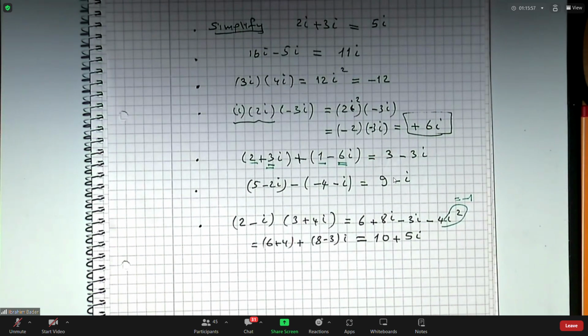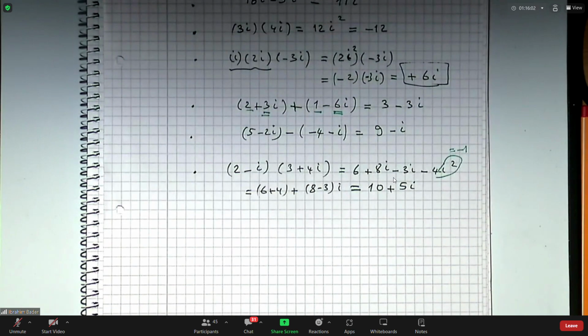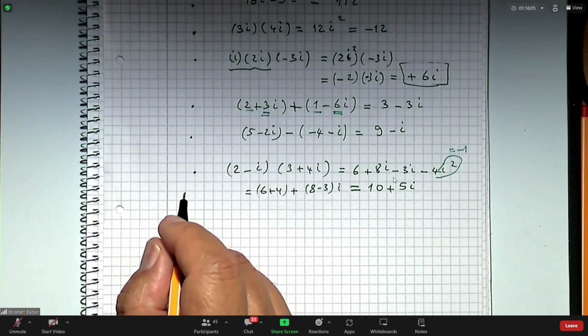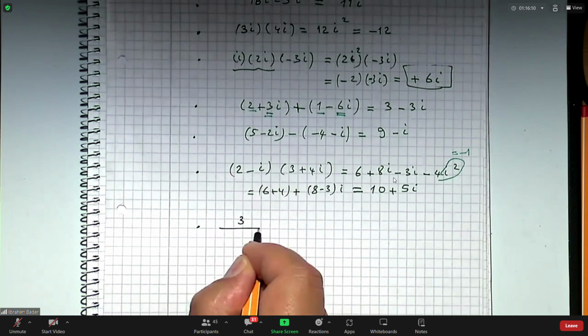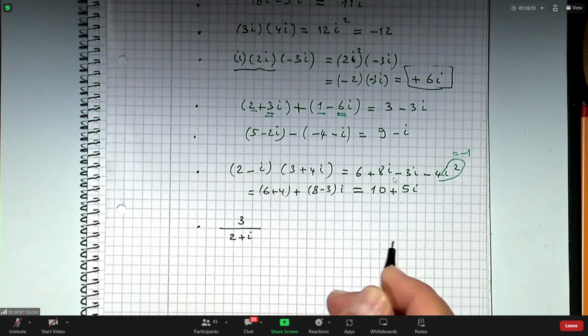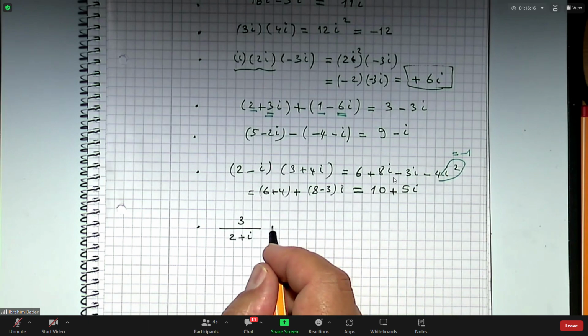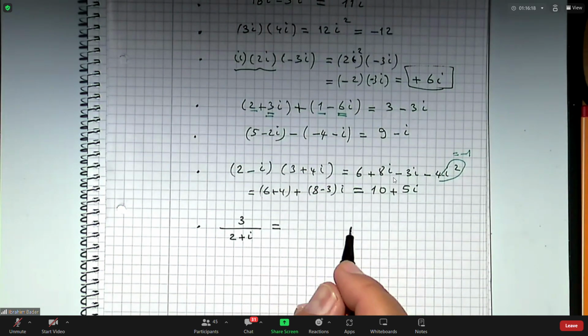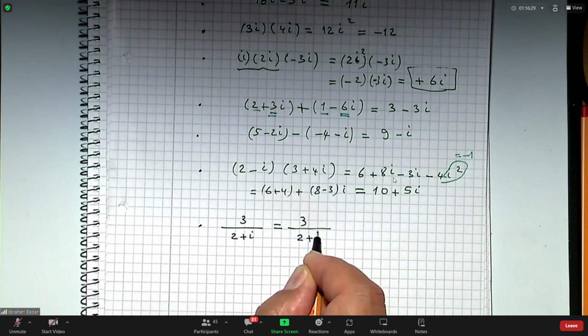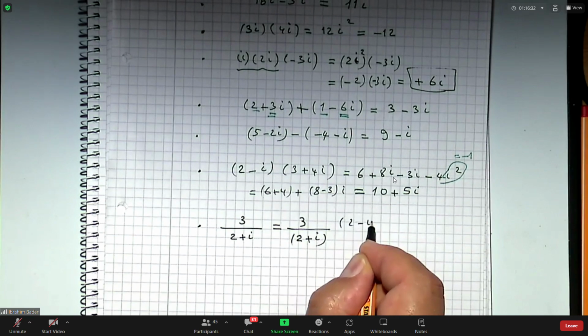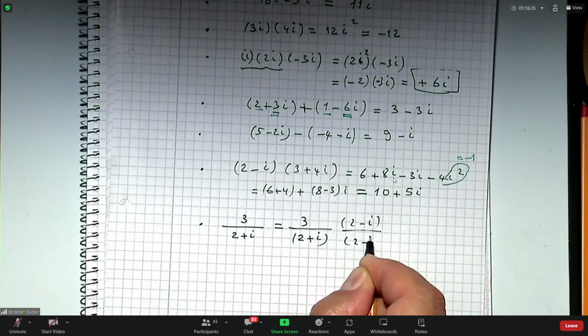Okay, now let's do some division here. So 3 over 2 plus i. Simplify 3 over 2 plus i. What to do here? Multiply by the conjugate and divide. What is the conjugate here? 2 minus i, 2 minus i, right?